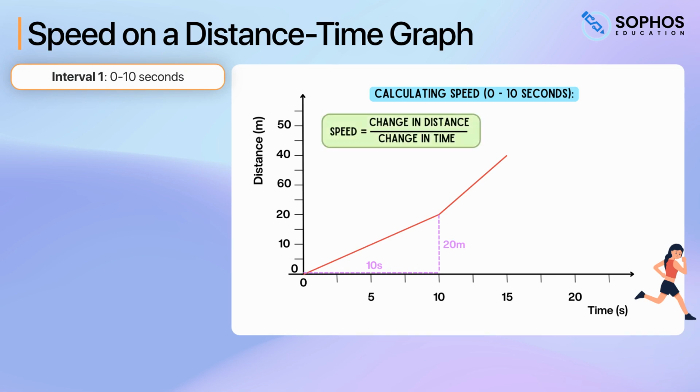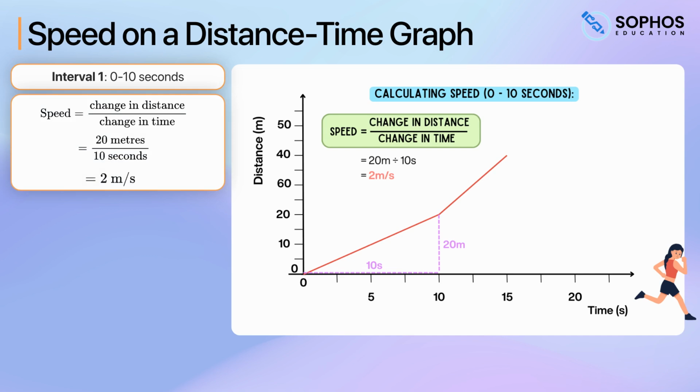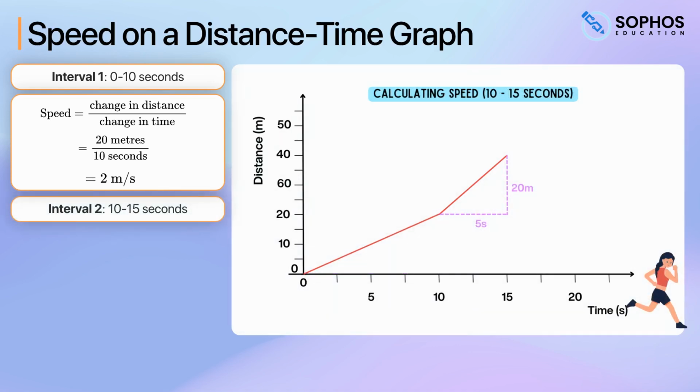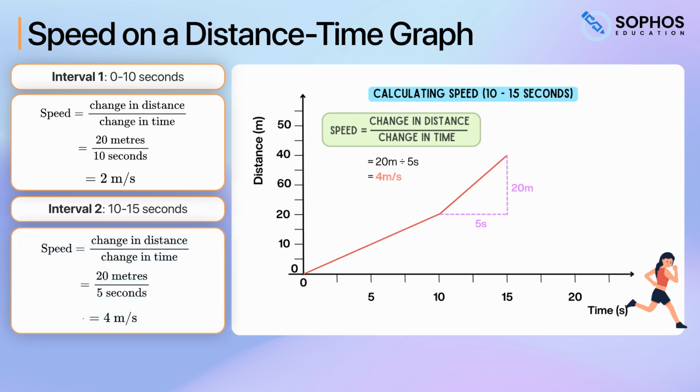We use the equation speed equals change in distance over change in time. For this interval, that is 20 meters over 10 seconds, which equals 2 meters per second. Now let's calculate speed for the next interval, between 10 and 15 seconds. During this interval, the person runs a distance of 20 meters in 5 seconds. Again, we use the equation speed equals change in distance over change in time, which is 20 meters over 5 seconds, which equals 4 meters per second.